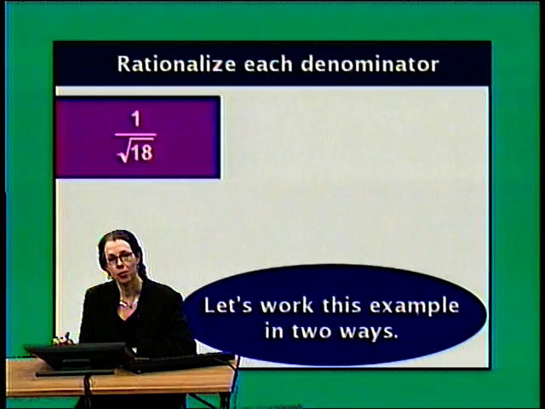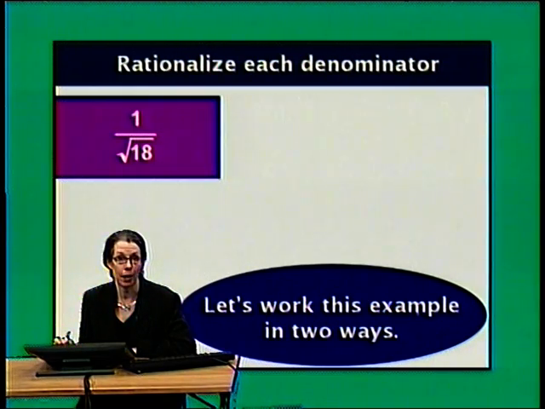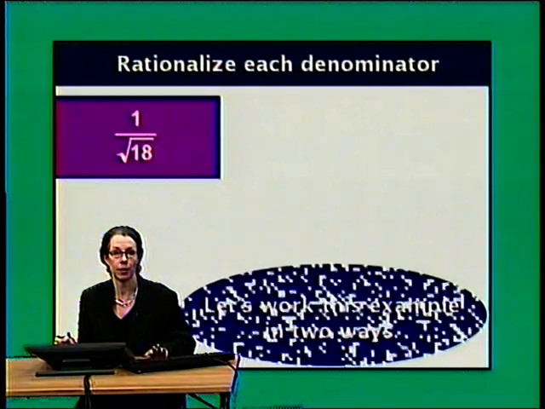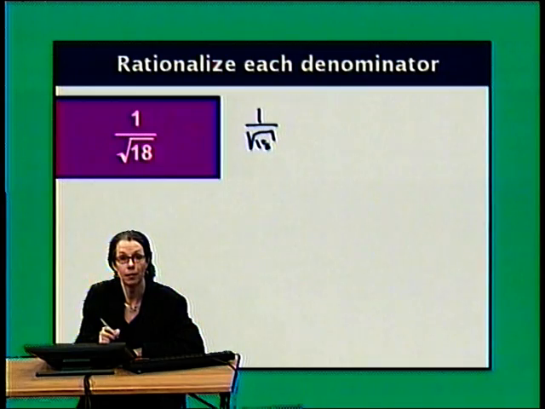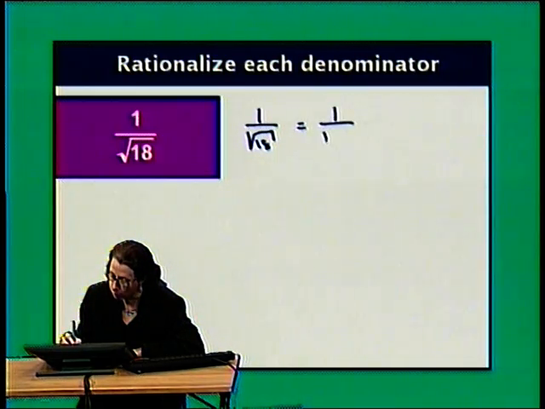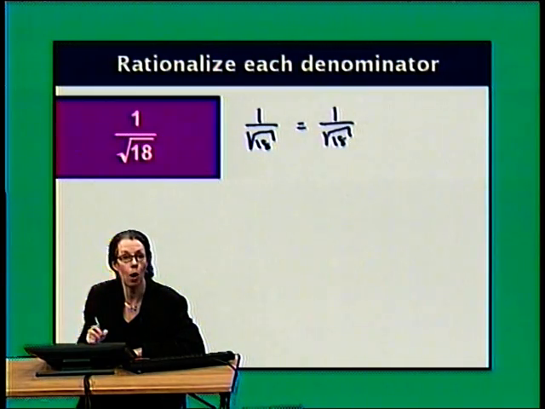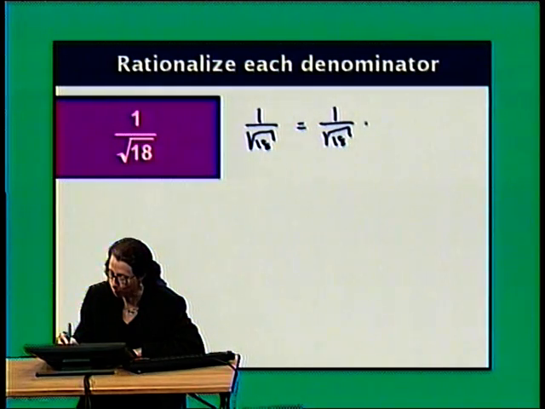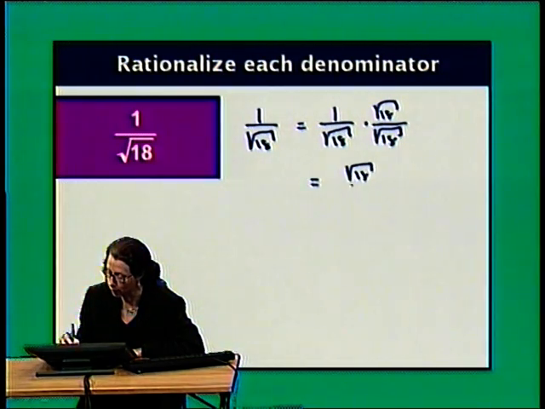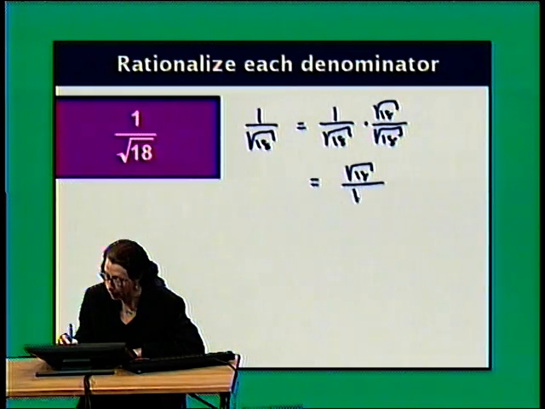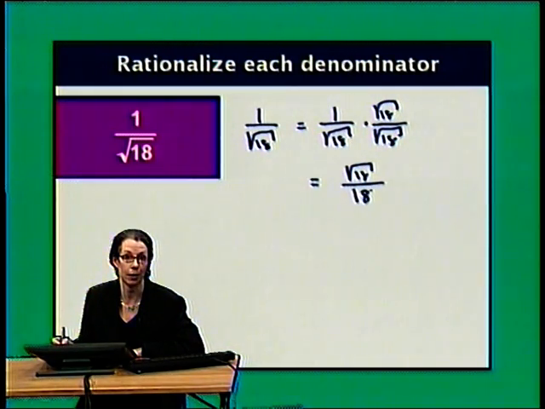So I'm going to work this next example in two ways. I'm going to start by just working like I did in the previous example. I'm going to take 1 over the square root of 18, and I'm going to multiply it by the appropriate form of 1 to get rid of that irrational number in the denominator. I'm going to multiply this by the square root of 18 over the square root of 18. So now I have the square root of 18 in the numerator and just 18 in the denominator.